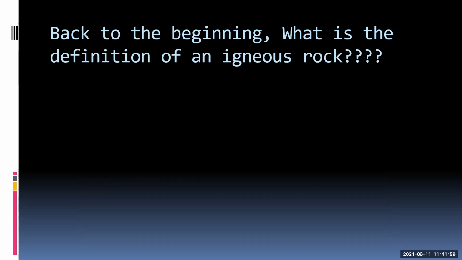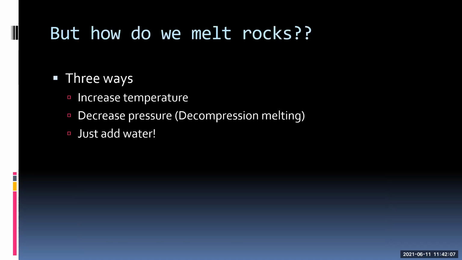What's the definition of an igneous rock? Well, it's a rock that forms when molten materials solidify. But if you've ever tried to melt a rock, you know that that's really, really hard. How does the earth do it naturally? Well, there are three ways that the earth does it, right? The earth has a mechanism for increasing temperature. Changes in pressure can result in rocks melting, or we just add water.